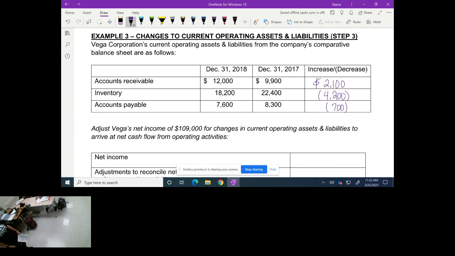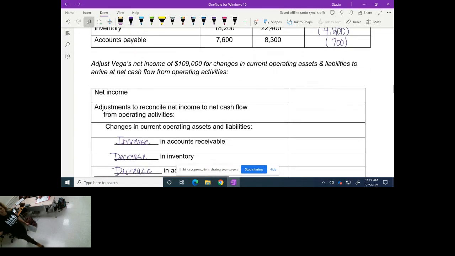All right. Just because you have a positive here or a negative here, it's not necessarily going to translate to an addition or subtraction. We have to think about what's happening. All right. So net income is $109,000. So let's start there. Remember to look back at page 5. You're going to have that reference to help you. I'm going to give you the logic behind all this in a couple of pages.